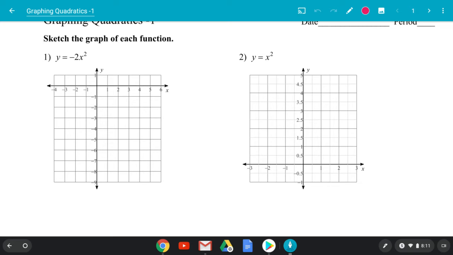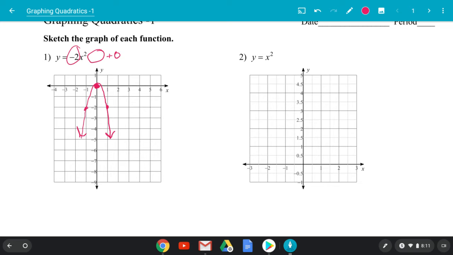So if we look at number 1, yesterday we had a chart on all these, but I can find my vertex right there because there's no junk and my linear term is 0. So boom, there's my vertex. Now I can look at my A value and see that it is -2. So from that vertex, I can go down to right 1, down to left 1, and booyah. There is my parabola.